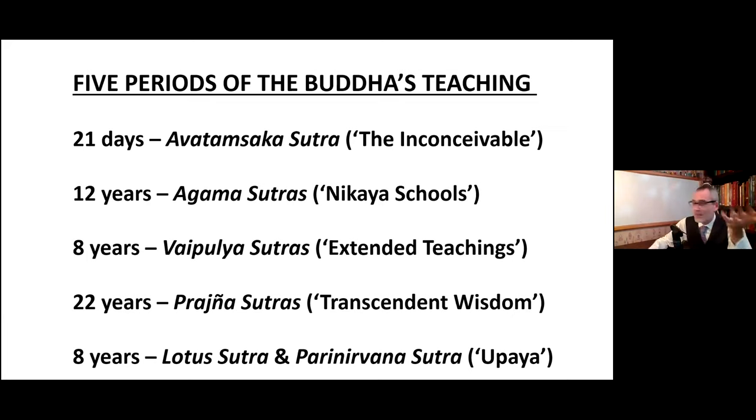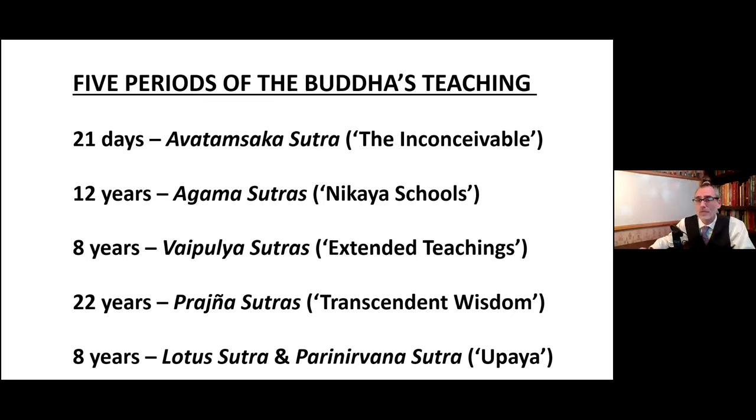Then apparently everybody was ready. Everybody knew there were other Buddhas. Everybody knew it was going to get wild. And then he dropped on them the wisdom, the transcendent wisdom, the Prajna Paramita Sutras. And that took 22 years of unloading those. And if you've read those, you know they're long. It probably took 22 years.